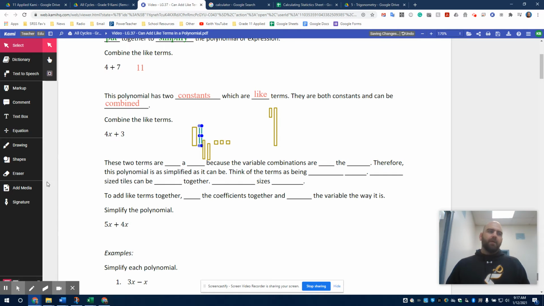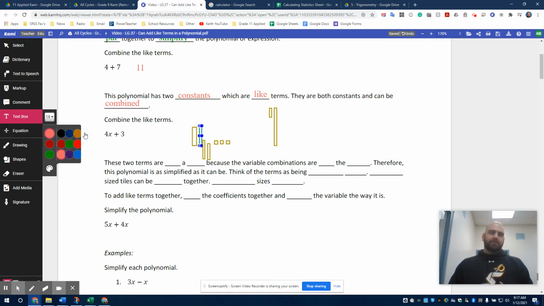There we go. Okay. Now, these terms are not like. That's important that we understand here. They have different sized rectangles. The x rectangle is going to be one size. The constant square is a different size. So we cannot combine them into one because they're not like.